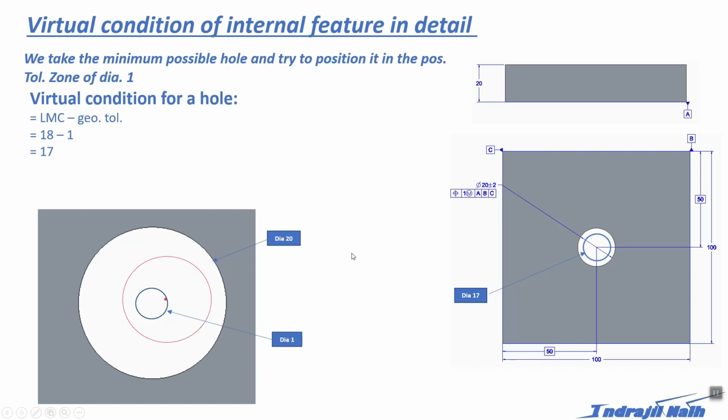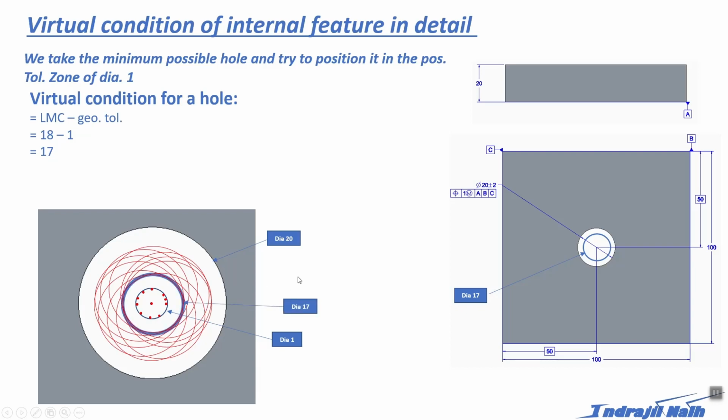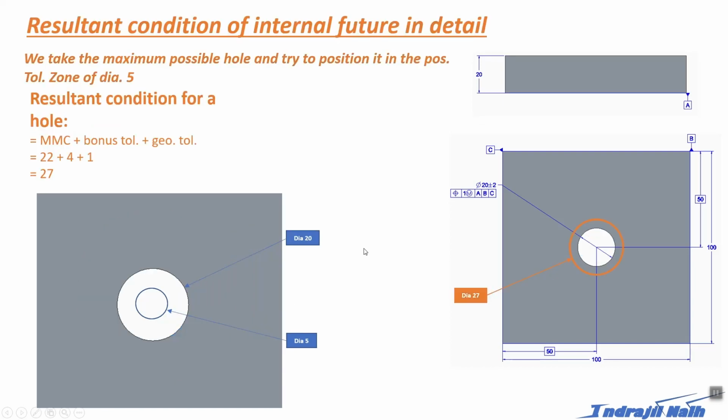As I told you, this will go in all these regions, and it will form a region inside. If you make a tangent here, you'll get a circle, which is your virtual boundary condition. Okay, you know the formula here. Very similar thing for a resultant condition for internal feature of size. My bad, I've written future here. For internal feature of size in detail, we take the maximum possible hole and try to position it in the position tolerance of diameter 5.